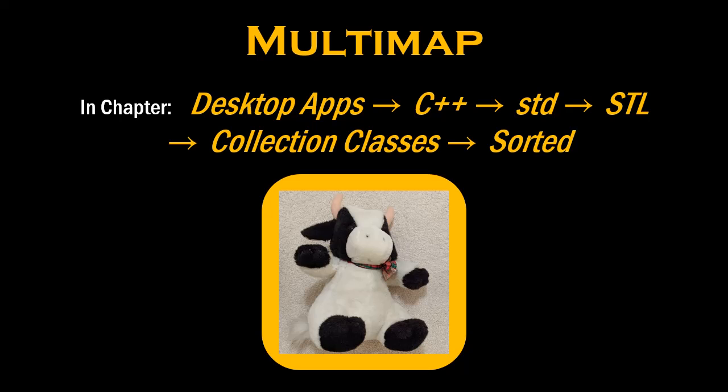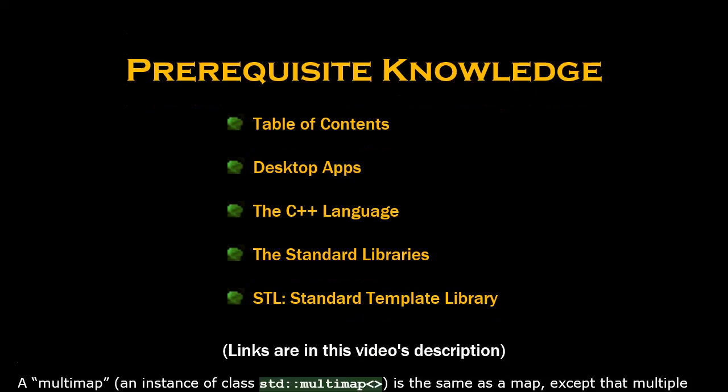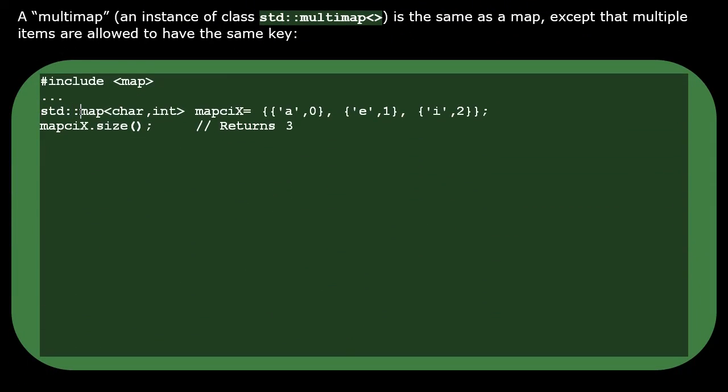The topic of this video is the Multimap collection in C++. Before proceeding, make sure that you have already watched these other videos first. A multimap is the same as a map, except that multiple items are allowed to have the same key.